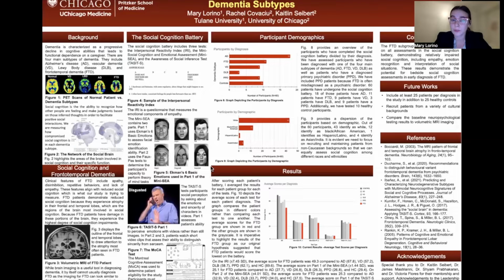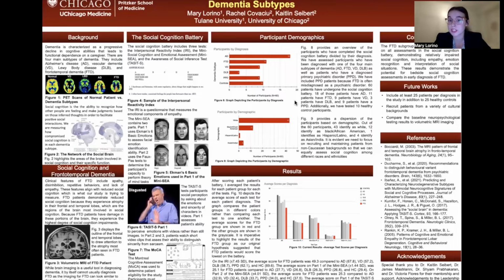To give an overview of the participants who have completed the battery thus far, I have two graphs that divide the patients by their diagnosis and by their demographic. So in figure 8, we have an overview of the participants who have completed the battery divided by their diagnosis. You can see that we've been able to assess participants who have been diagnosed with one of the 4 main subtypes of dementia, and we've also included patients with diagnosed primary psychiatric disorders. We've included primary psychiatric patients because FTD is often misdiagnosed as a psychiatric disorder, and we wanted to see how these patients compare to the FTD group.